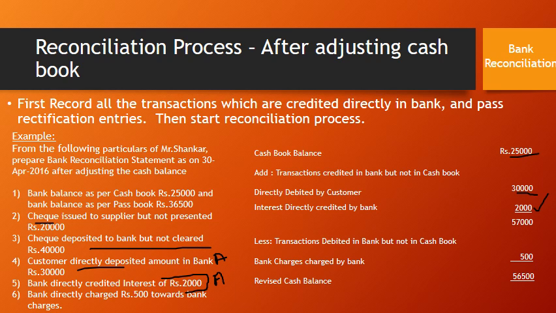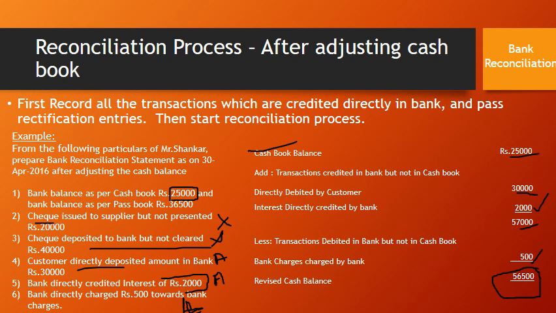And the last one, bank directly charged rupees 500. It is an expense, so this will reduce my bank balance. It is a less transaction, so we have to do a deduction. These two do not have any impact. So I am adjusting it. I added these two and got 57,000, and then the bank charges, which are directly there, I am deducting, to get 56,500. My revised balance as per cash book is 56,500 instead of 25,000.